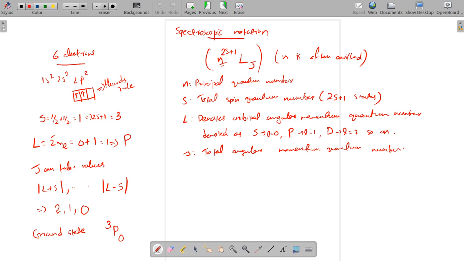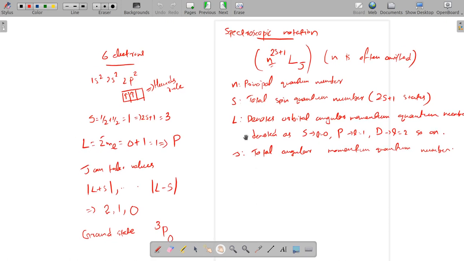And L denotes the orbital angular momentum of the state of the atomic arrangement. The standard is to denote S with total L equal to 0, P with L equal to 1, D with L equal to 2, and so on. And the total angular momentum quantum number is J. J is basically L plus S; you add the spin quantum number and orbital quantum number in the respective fashion. Usually that's how we calculate total angular momentum.